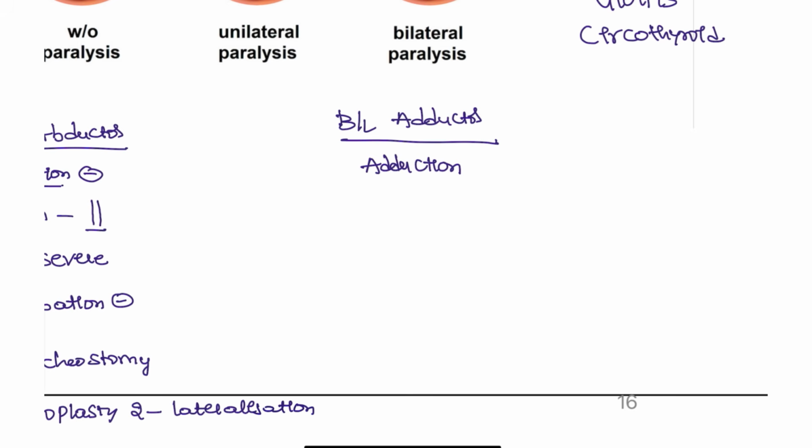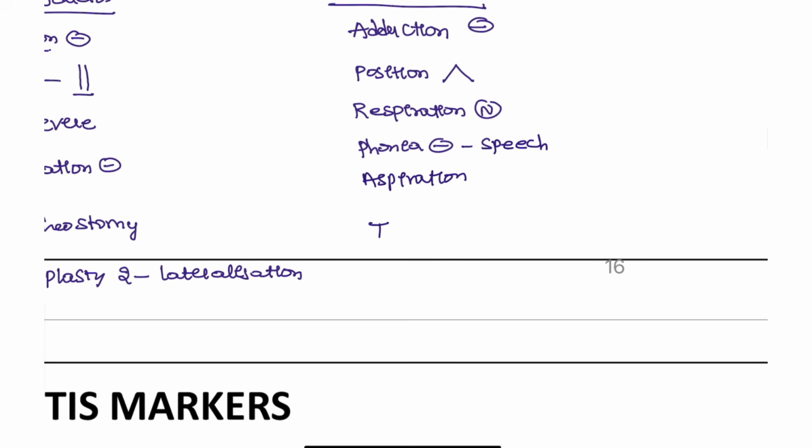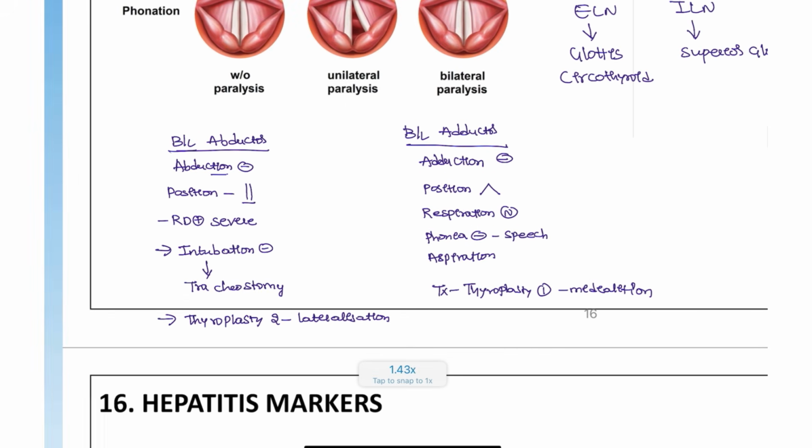Next, bilateral adductor palsy. Bilateral adductor palsy means there is no adduction, so obviously they will be in the abducted position. The patient's respiration is normal, so there is no distress, but the patient has phonation symptoms. For example, speech abnormality is seen, and there is a high risk of aspiration. The treatment is thyroplasty type 1, medialization.